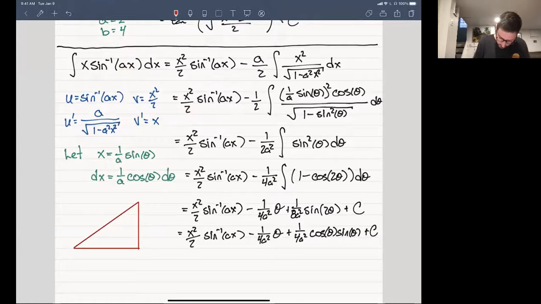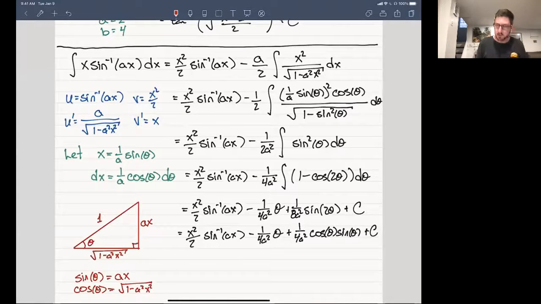So we have a right angle triangle. Here's my angle theta. I know that sine of theta is equal to ax. That's coming from my substitution. So sine is opposite over hypotenuse. So that's ax here. The hypotenuse is 1. And so the missing side is the square root of 1 minus a squared x squared. And so that tells me that cos of theta is equal to the square root of 1 minus a squared x squared divided by 1. The hypotenuse is 1, but divided by 1, we're not going to write that.